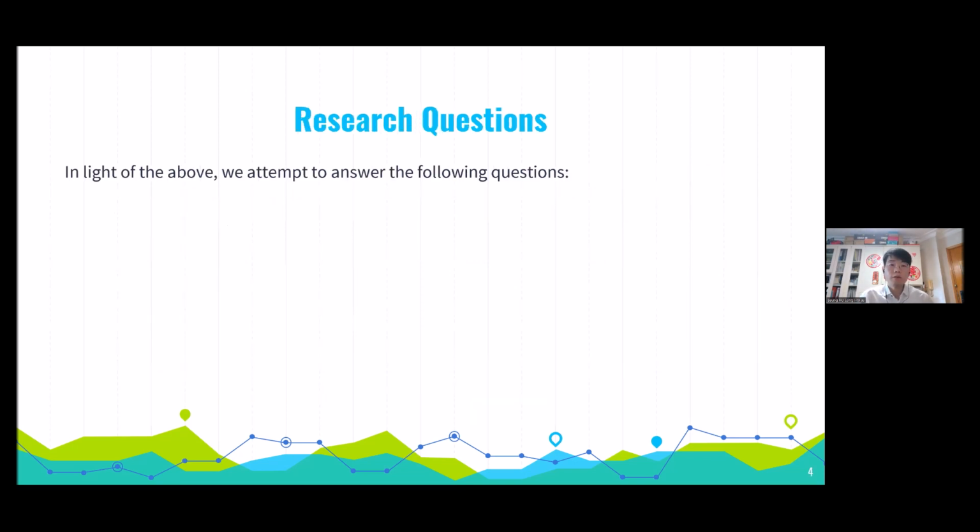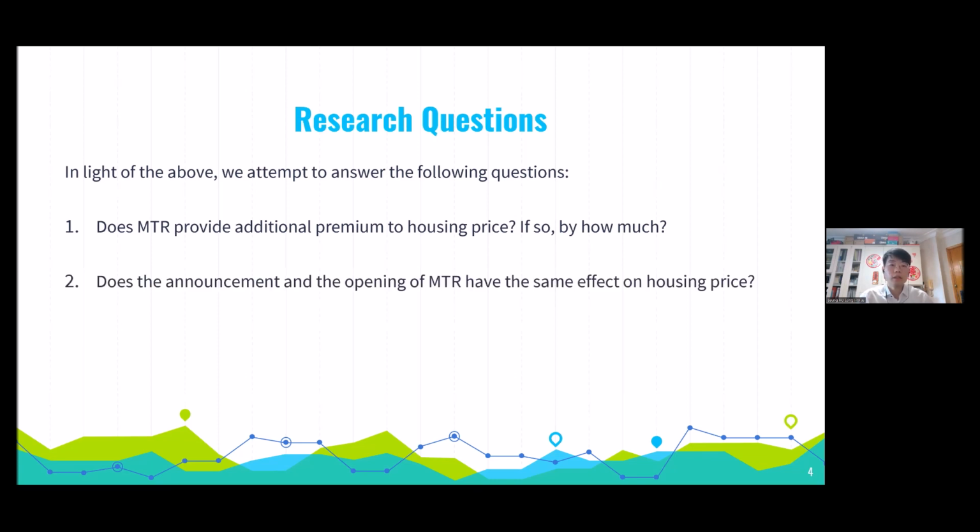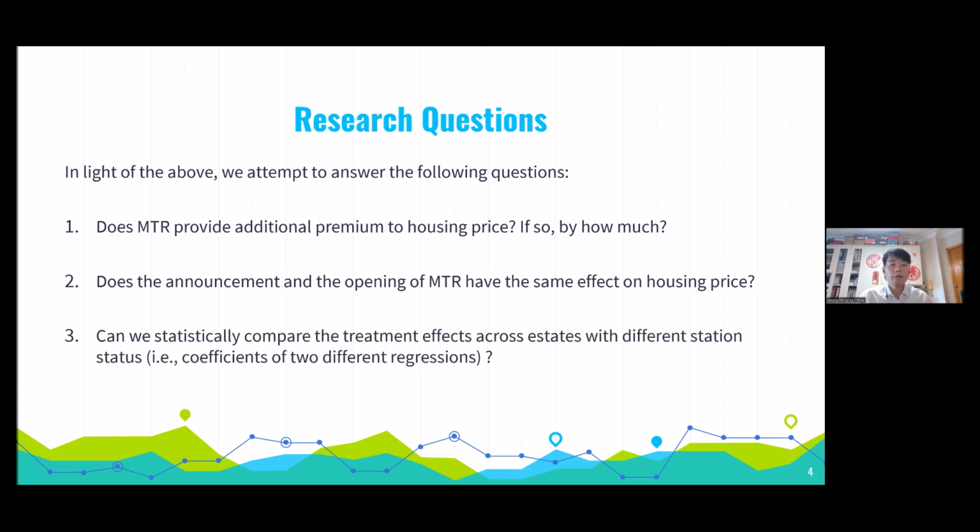In light of the above, we attempt to answer the following 3 questions. First, does the MTR provide additional premium to housing price? If so, by how much? Second, do the announcement and the opening of the MTR have the same effect on housing price? And thirdly, can we statistically compare the treatment effect across estates with different station status?